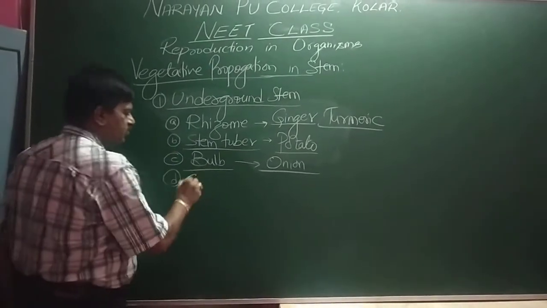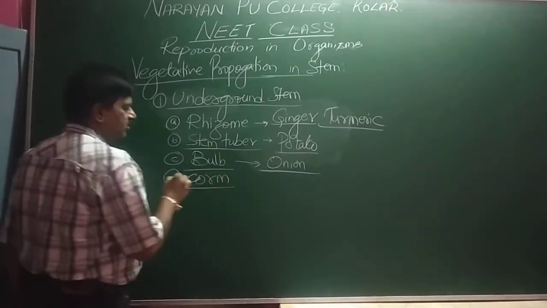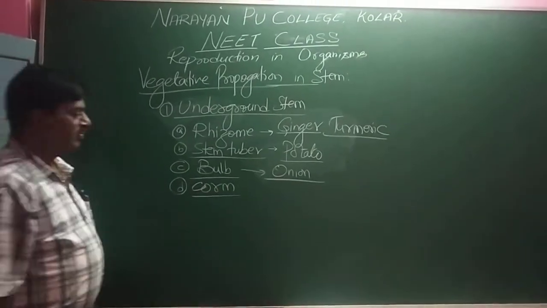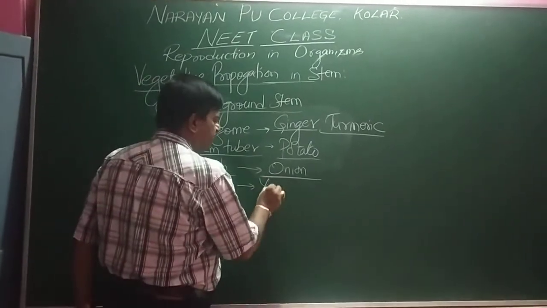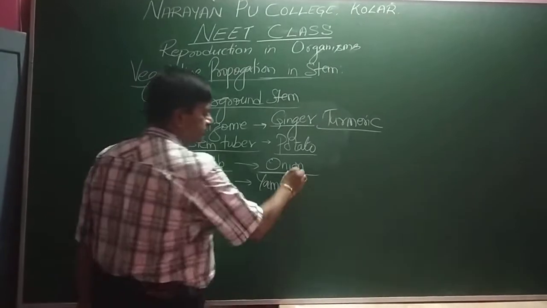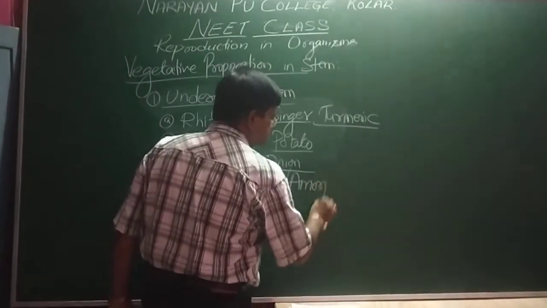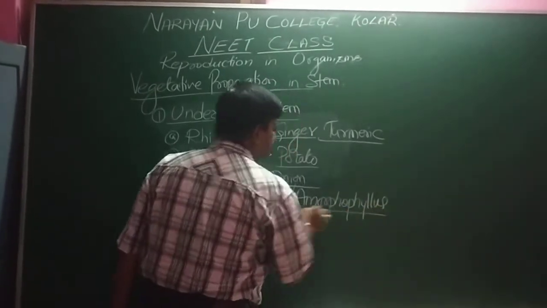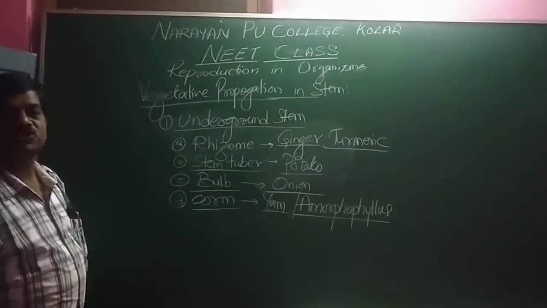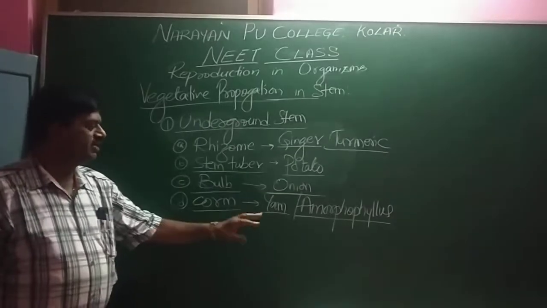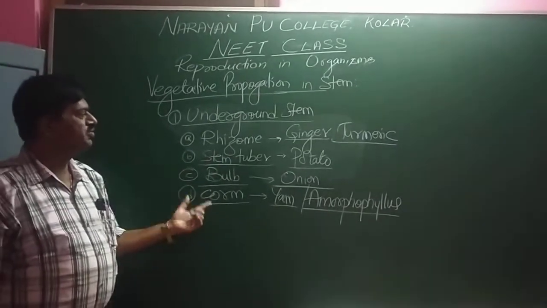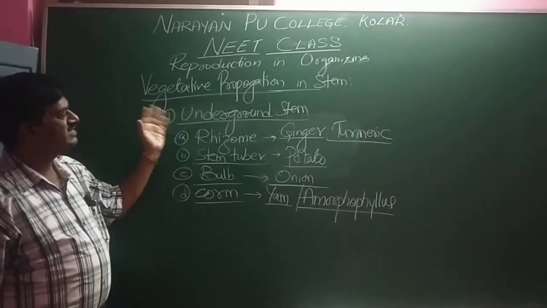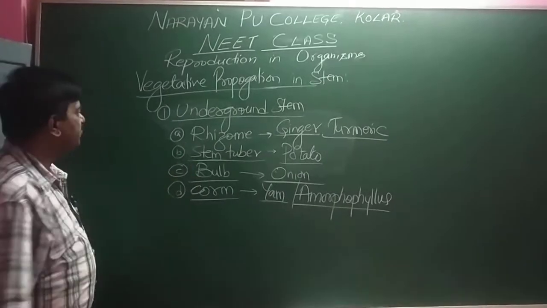Next, we go for the other one called corm. In this corm, one of the examples is yam, Amorphophallus. This also has a nodal region with axillary buds which give rise to new individuals. So all these are called underground stem modifications.